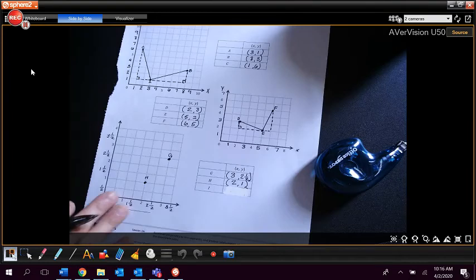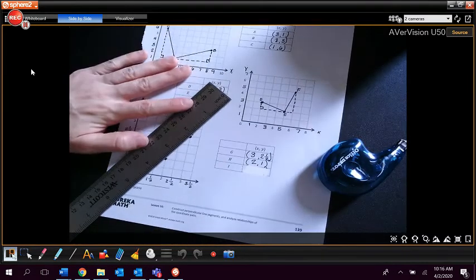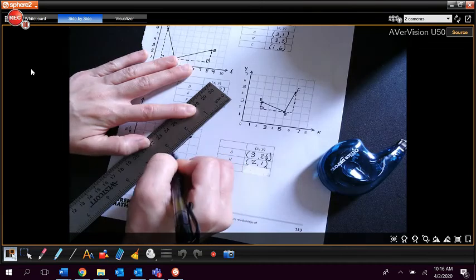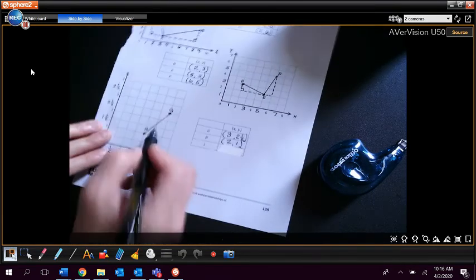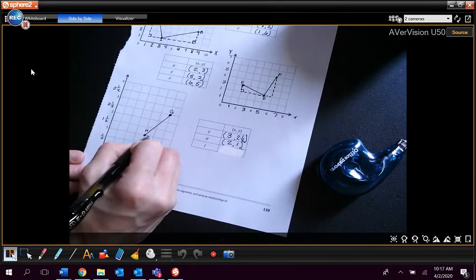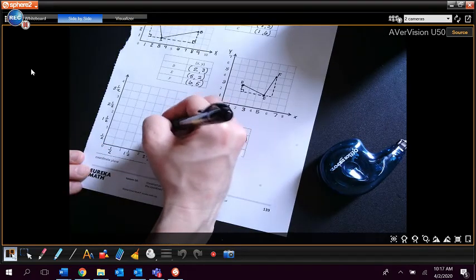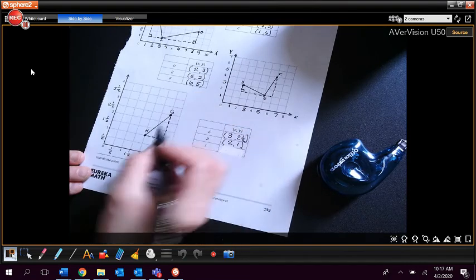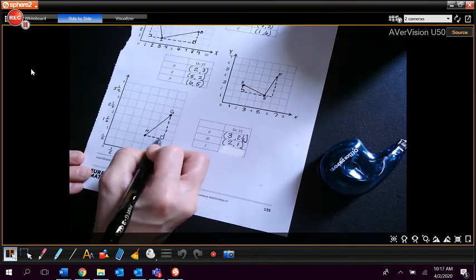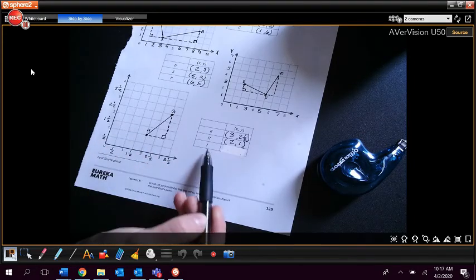Alright, so you should have something like this. Once you do, make sure again you're going to connect your dots. And if this is your right triangle, let's draw our dashed line to show our right triangle. And I'm going to go ahead and do my right angle right there. Alright, so this is G and this is H. I want to find I.